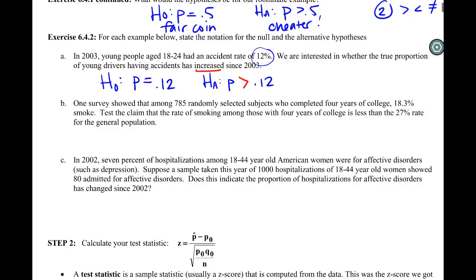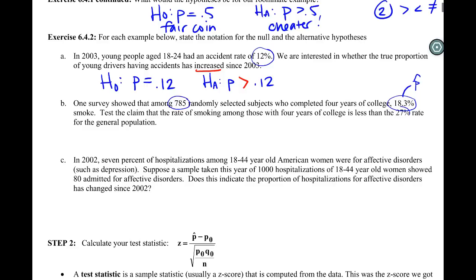Okay, so example 2, or B, I guess. We can see one survey showed that among 785 randomly selected subjects, 18.3% smoke. Now this is in the same sentence as a sample size, so this is likely a p-hat. Test the claim that the rate of smoking among those with 4 years of college is less than 27% rate for the general population.